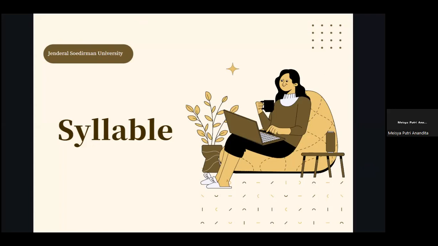We are from Group B, and we want to present our discussion about syllable.